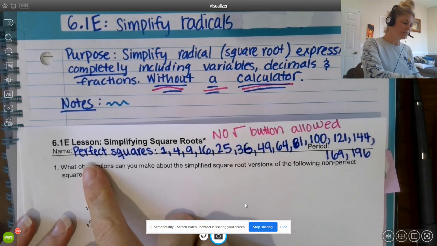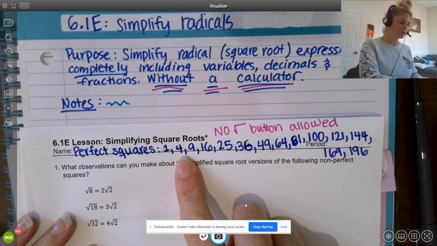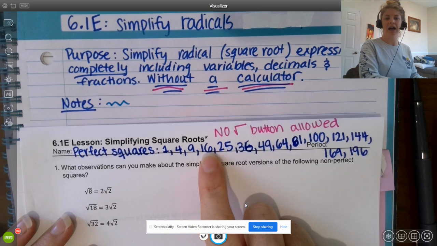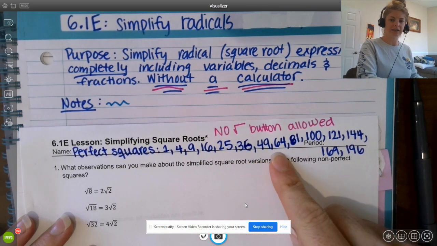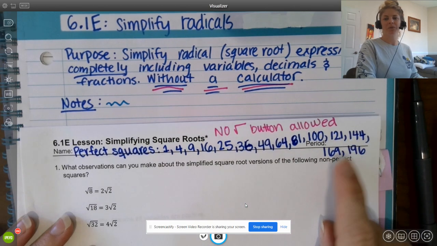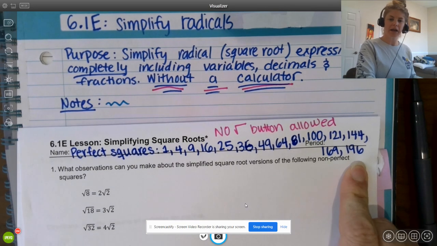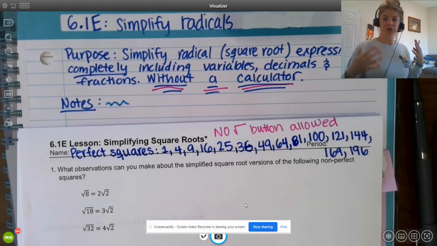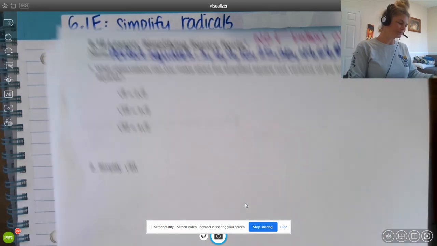So you'll probably want to write the perfect squares at the top of your paper. 1 squared is 1, 2 squared is 4, so the next perfect squares are 9, 16, 25, 36, 49, 64, 81, 100, 121, 144, 169, 196. Those are the perfect squares up to 14 squared, and those are the ones you'll probably want to start memorizing for the most success in this module.